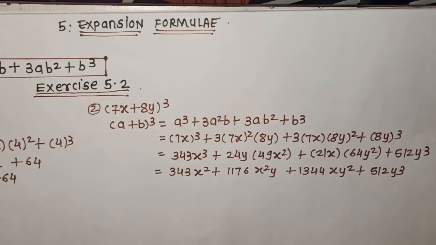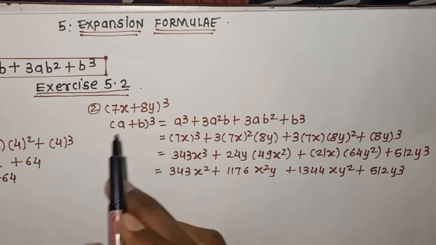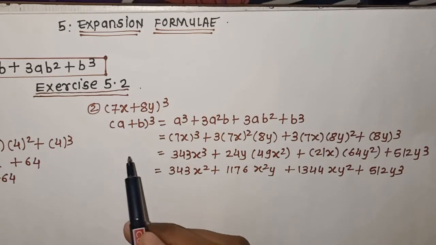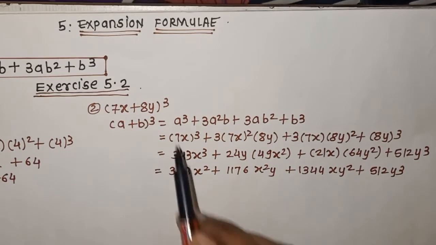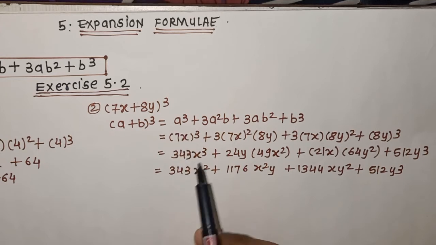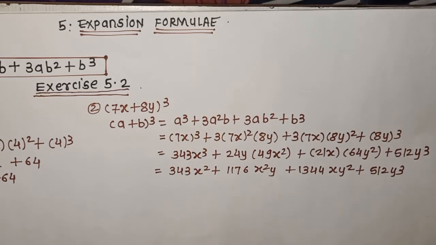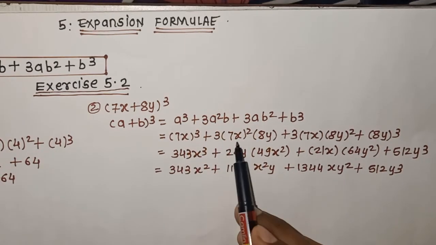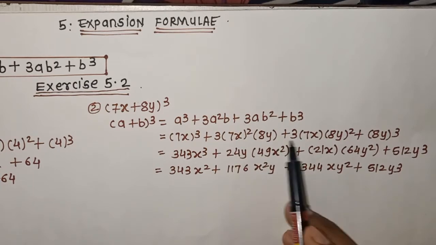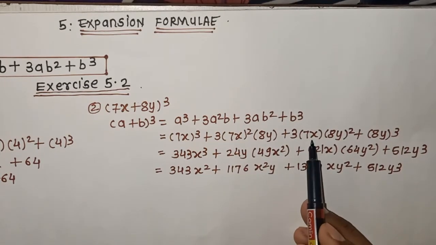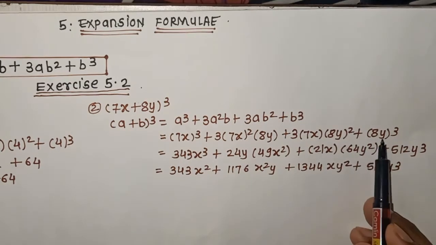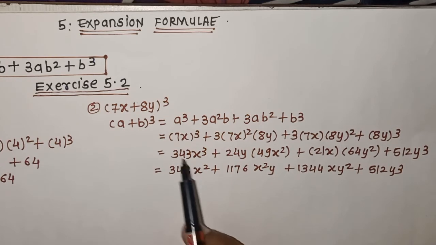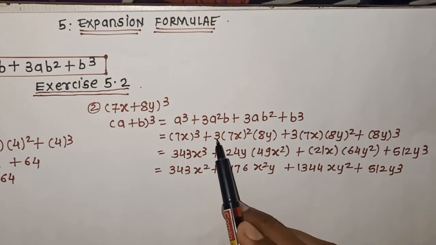So students, start with our second example, that is (7x plus 8y) cube. In this example our a is 7x and b is 8y. Now replace a by 7x and b by 8y, that is (7x) cube plus 3 into (7x) square into 8y, plus 3 into 7x into (8y) square, plus (8y) cube.